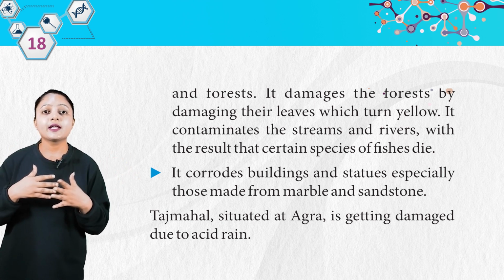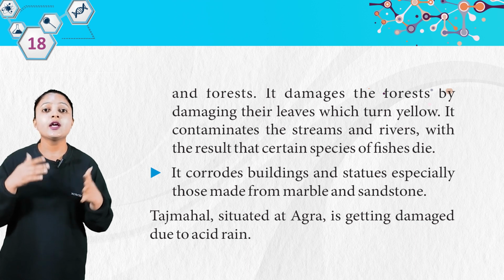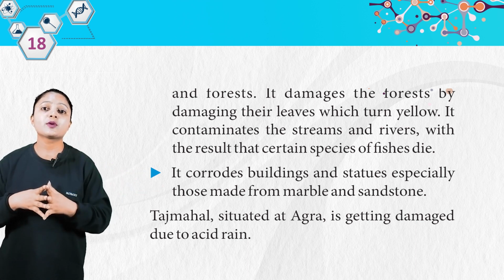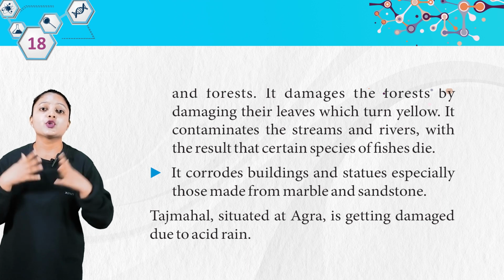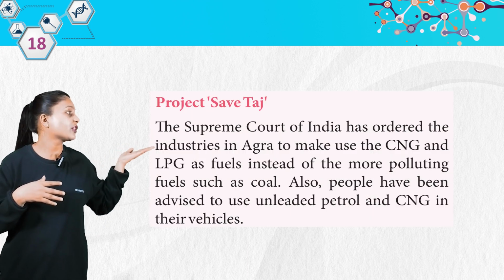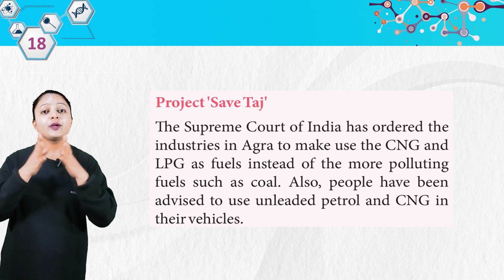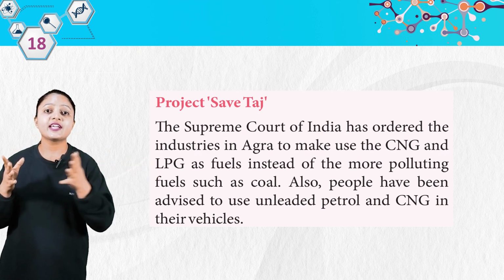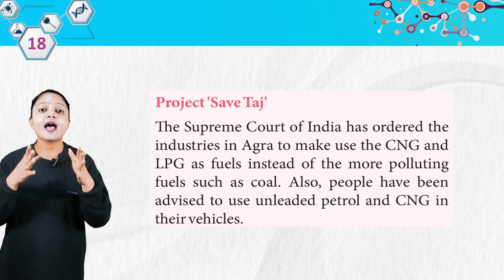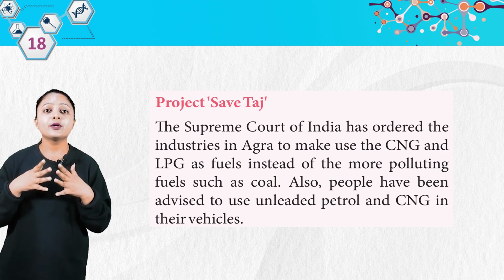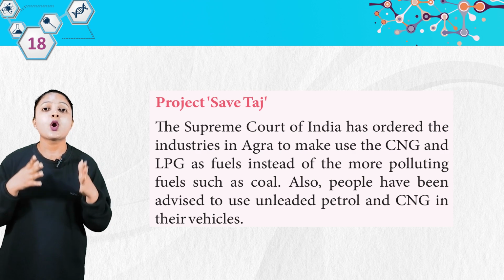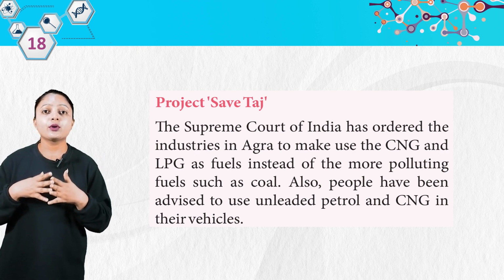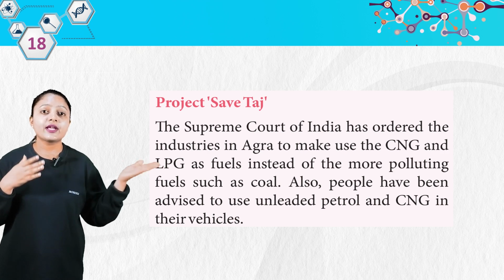It corrodes buildings and statues, especially those made from marble and sandstone. The Taj Mahal, situated at Agra, is getting damaged due to acid rain. Project Save Taj. The Supreme Court of India has ordered the industry in Agra to use CNG and LPG as fuels instead of more polluting fuels such as coal. Also, people have been advised to use unleaded petrol and CNG in their vehicles.